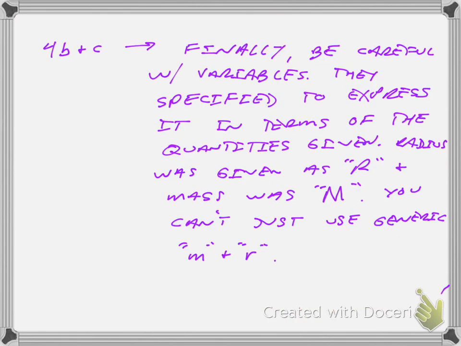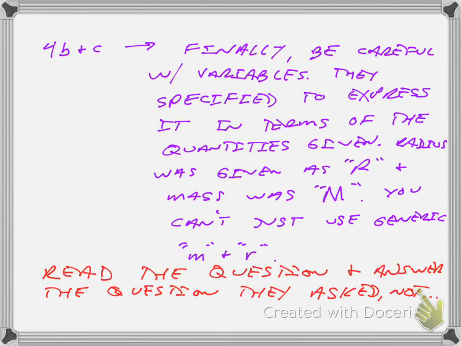All right, and then finally, for B and C, you have to be careful with variables. They specified that they wanted you to express the answer in terms of the given quantities, and they gave you radius as capital R and mass as capital M, so you couldn't just leave it as generic little m and little r. It's almost like you need to read the question and answer the question they asked, not the question you were hoping they would ask or anticipating they would ask.